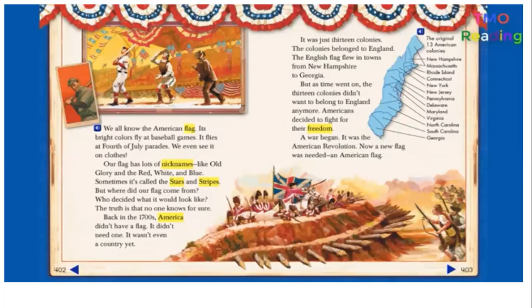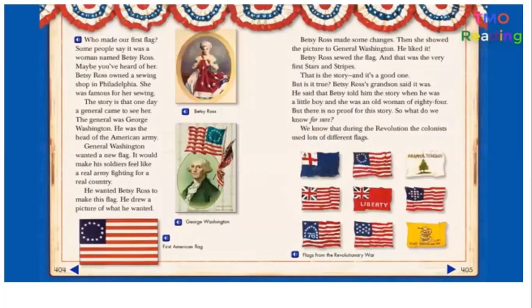Now a new flag was needed, an American flag. The original 13 American colonies: New Hampshire, Massachusetts, Rhode Island, Connecticut, New York, New Jersey, Pennsylvania, Delaware, Maryland, Virginia, North Carolina, South Carolina, Georgia. Who made our first flag? Some people say it was a woman named Betsy Ross. Maybe you've heard of her.